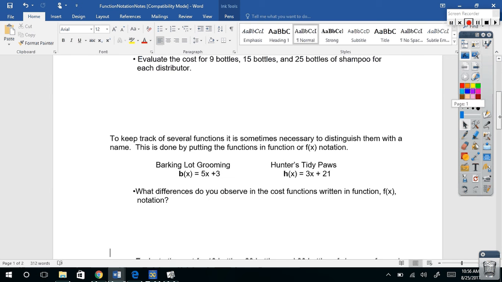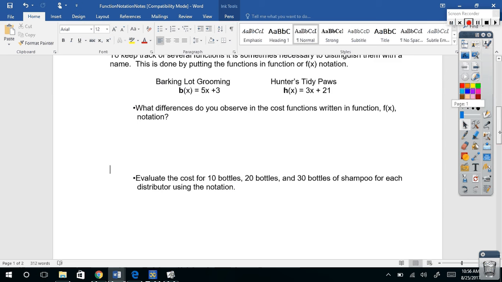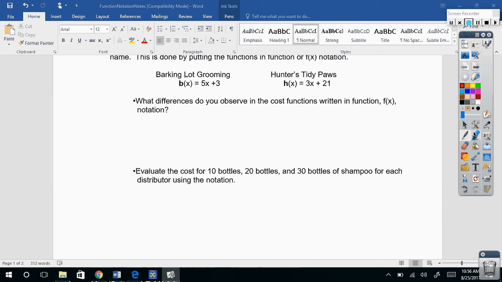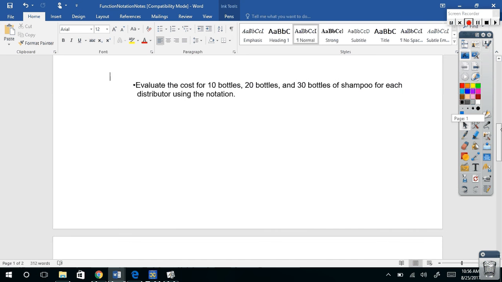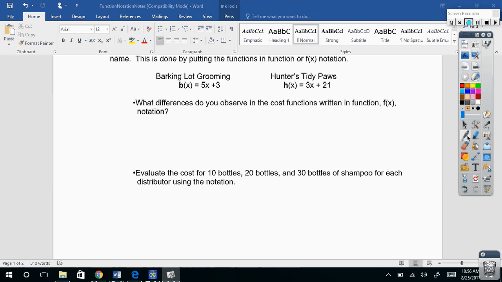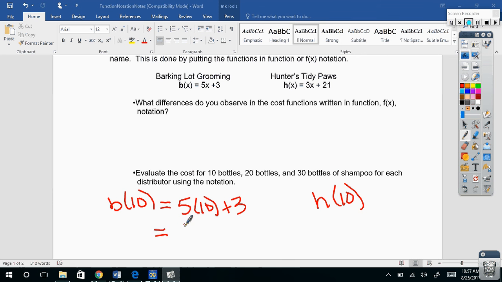Now let's go down. Now I want you to find b of 10 and h of 10. So do that on your own real quick and see what happens. 53 and 50.